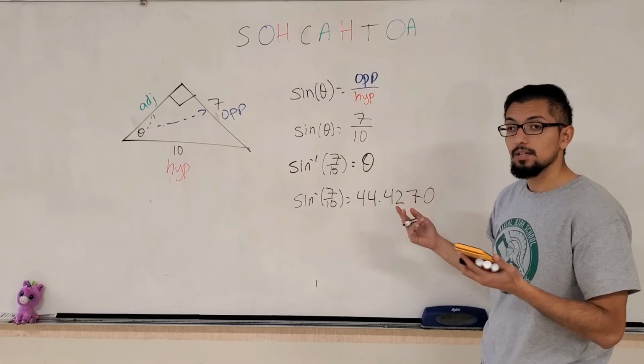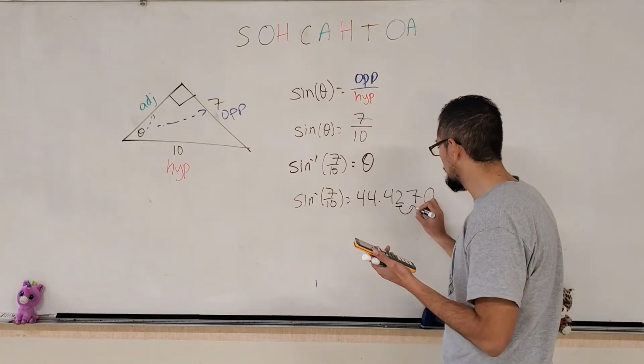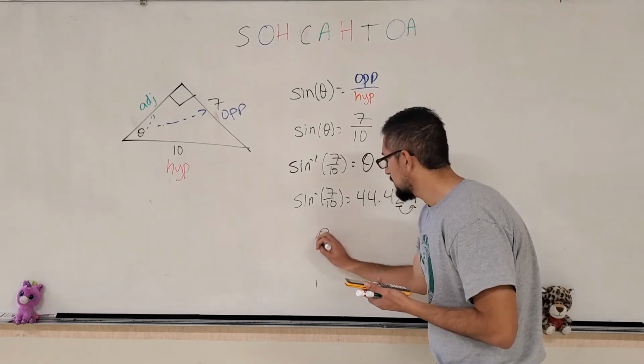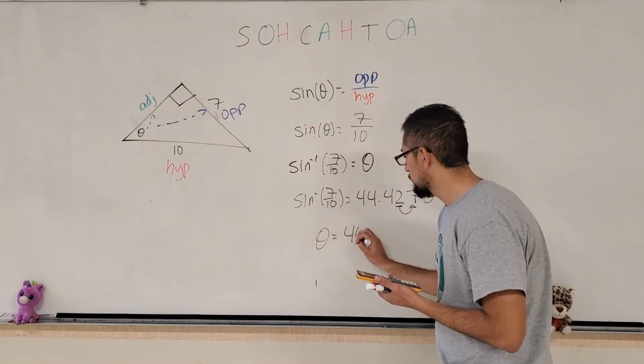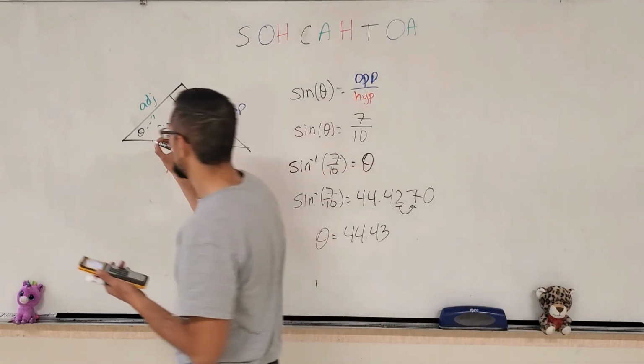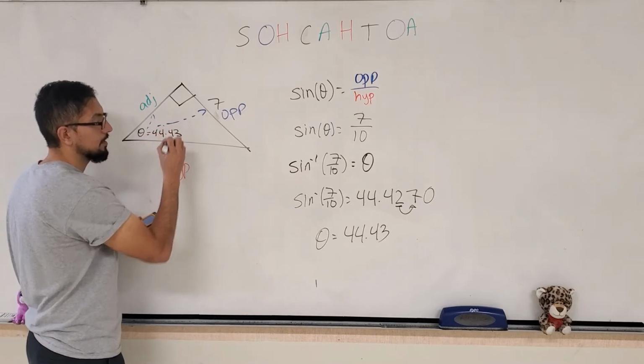Okay, I want to round to the second decimal place for my final answer, so I'm going to look at this digit. The number next to it is 7. That means I'm going to round up. Theta is equal to 44.43. So I go to my triangle, I plug in theta is 44.43.